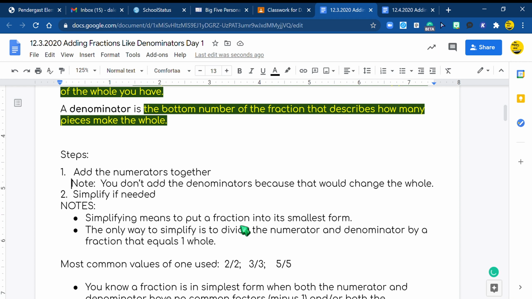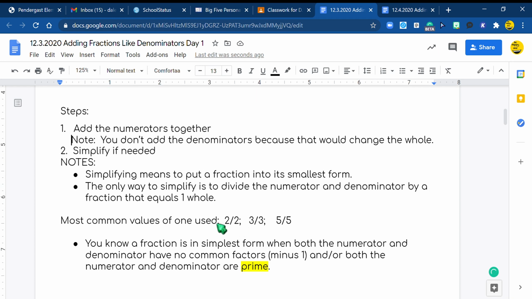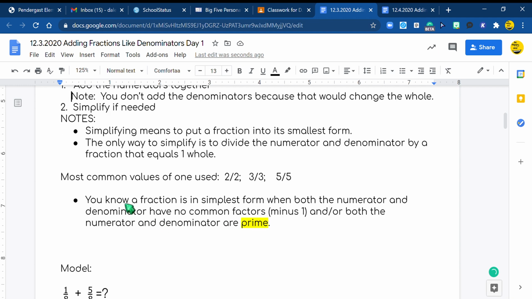The most common fractions used are 2 over 2, which is 1, 3 over 3, which equals 1, and 5 over 5. They all equal 1. You know a fraction is in its simplest form when the numerator and denominator have no common factors other than 1, or both the numerator and denominator are prime.